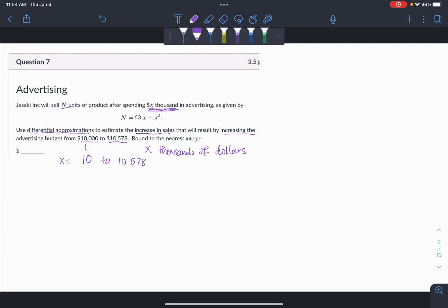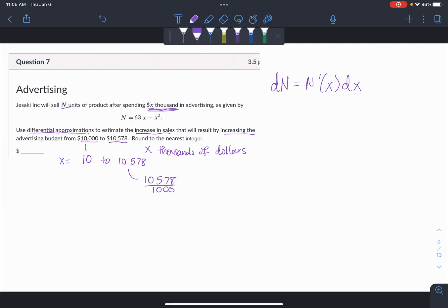10.578. And again, you can think of this as 10,578 divided by 1,000 for the thousands of dollars. So we're going to need to know what's the increase in sales when we make this change from X equals 10 to 10.578. So let's recall our differential approximations formula, where dN equals N prime of x dx.